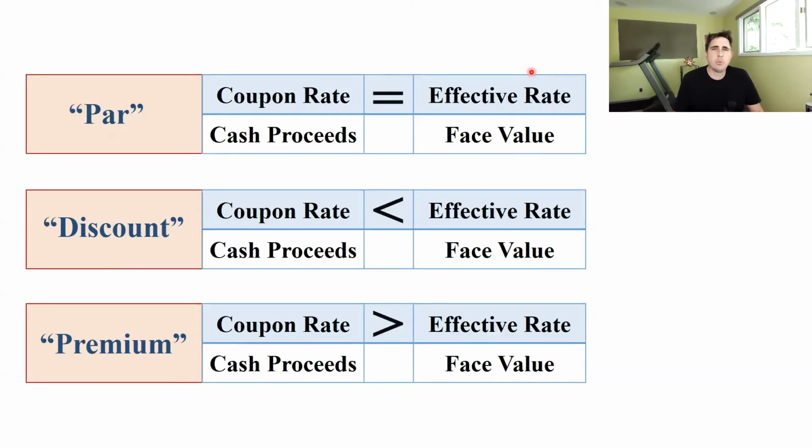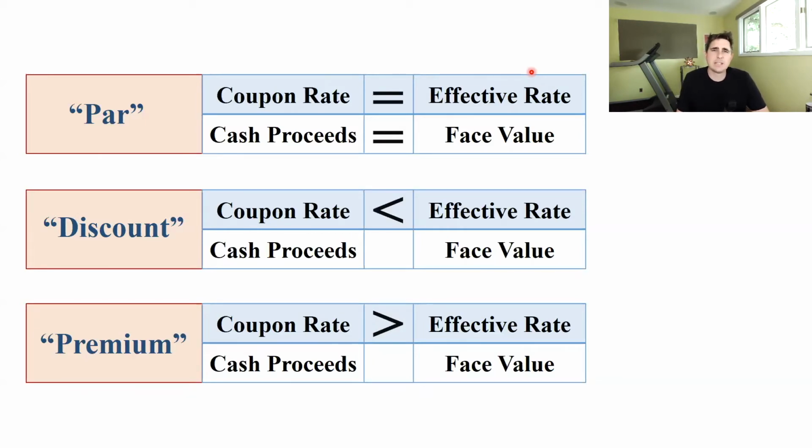So what does it mean when the coupon rate equals the effective rate? It means that the coupon payments that an investor will receive during the term of the bond, if the investor pays face value, represent exactly the required rate of return that the investor is shooting for, which means the investor is going to be willing to pay exactly face value for those bonds. So when the coupon rate equals the effective rate, the cash proceeds to the company, which is what the investor is willing to lend to the company, is exactly going to equal the face value of the bond.